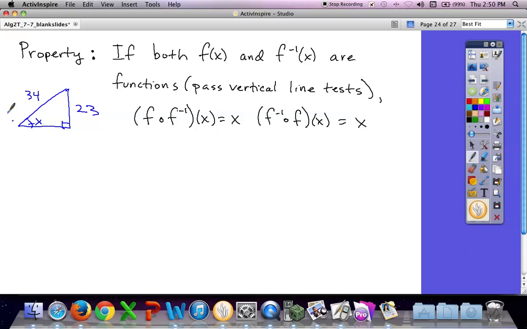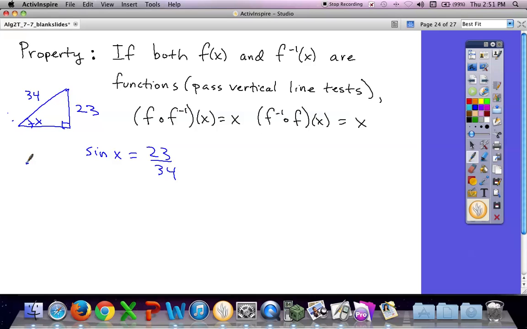You would say to yourself, okay, with respect to this angle, are these two sides opposite, adjacent, or hypotenuse? They are opposite and hypotenuse. And then you would say, which trig function uses those two sides? And you would have said sine. So this is the sine. And we would write down like this. Sine of x equals 23 over 34.